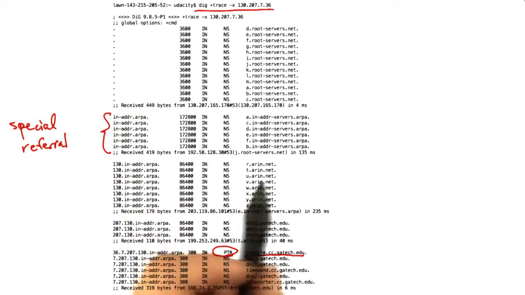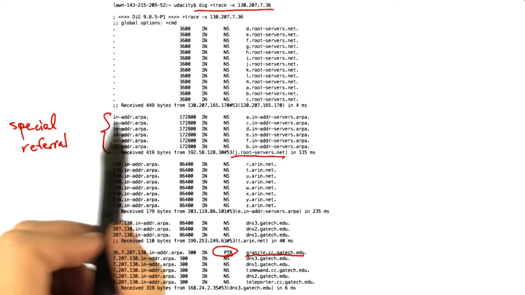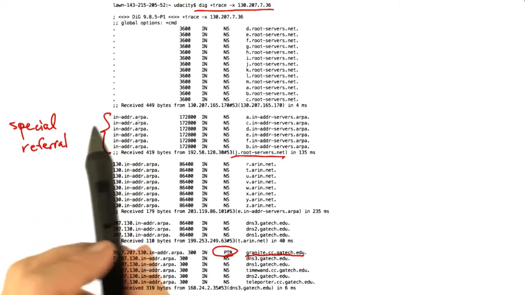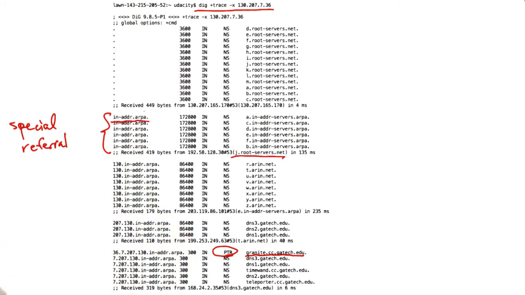When we ask the root servers about this particular IP address, instead of being referred to a particular .com or .edu domain, we're referred to a special top-level domain called in-addr.arpa, which maintains referrals to authoritative servers that are maintained by the respective internet routing registries, such as ARIN, RIPE, APNIC, and so forth. So here we see a referral to in-addr.arpa.